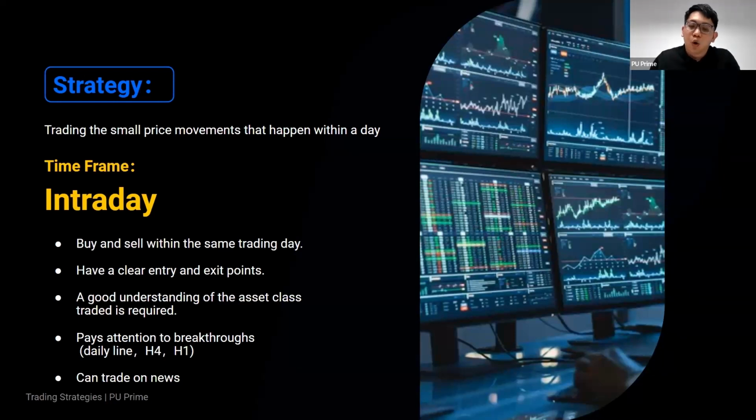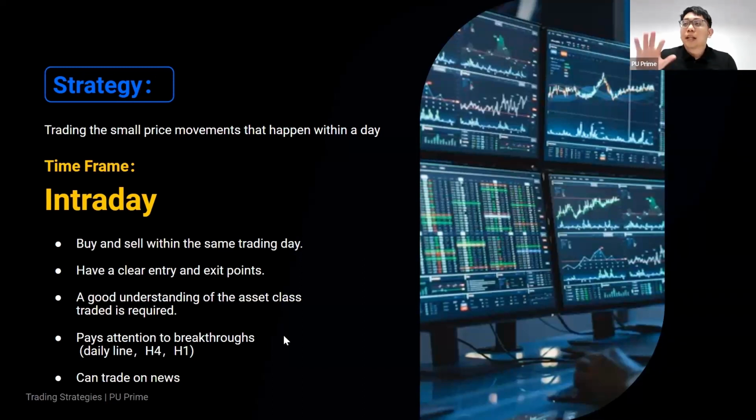The goal for this is to capture a bigger trend. So maybe for scalping, you just aim for like 50 pips, 100 pips. But for day trading, if we spot a good chance to open a position, hopefully we can capture a bigger trend, but we keep it within a day.